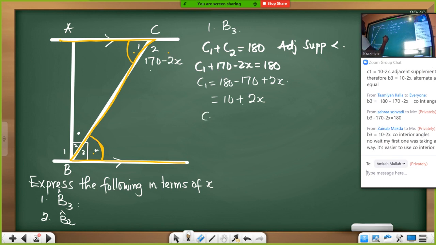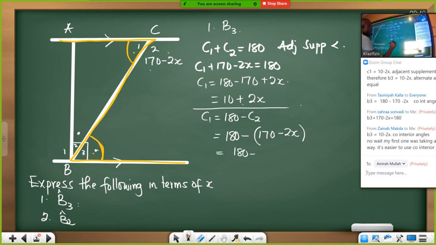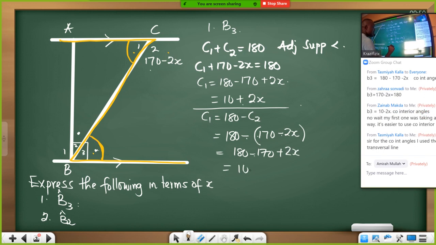Or if you wanted to say C1 is 180 minus C2, just to make sure we are correct, it is 180 minus, you need a bracket, 170 minus 2x. So that's where we're making that mistake. 180 minus 170, negative times positive gives me negative. Negative times negative would give me a positive, which is still 10 plus 2x.